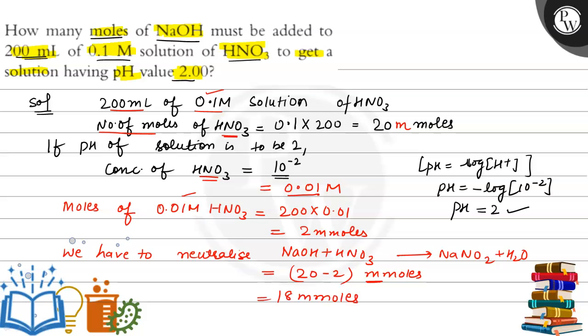If we simplify it further, that will be equal to 0.018 mole. So we can say that 0.018 moles of NaOH will be added to the solution. So this is the solution to this question: 0.018 moles of NaOH will be added.